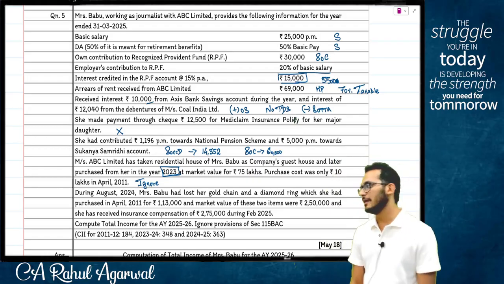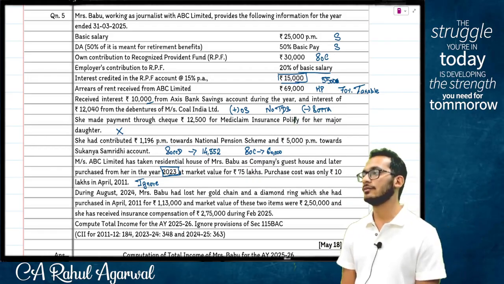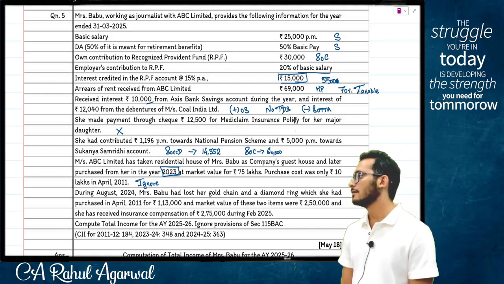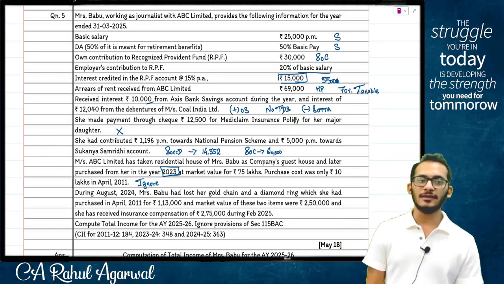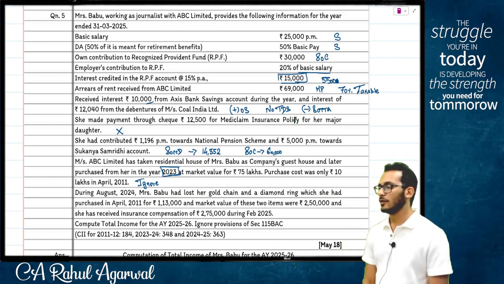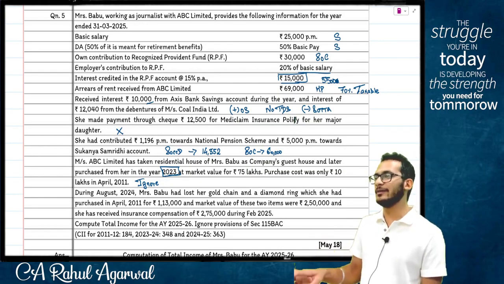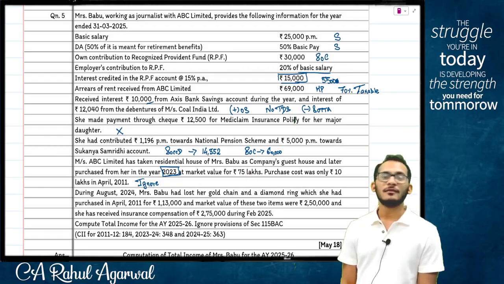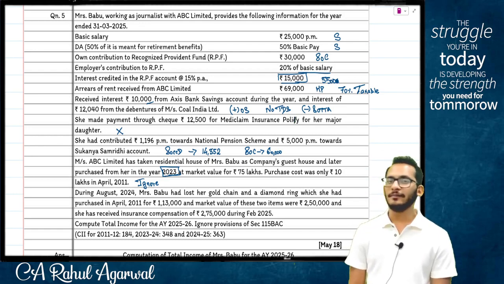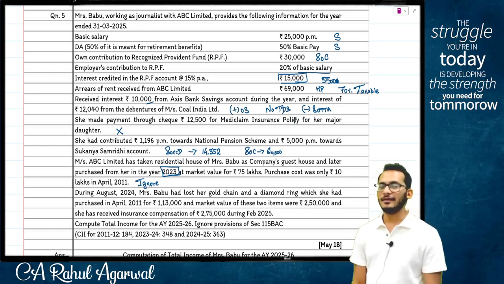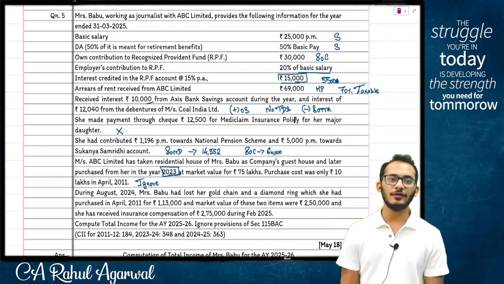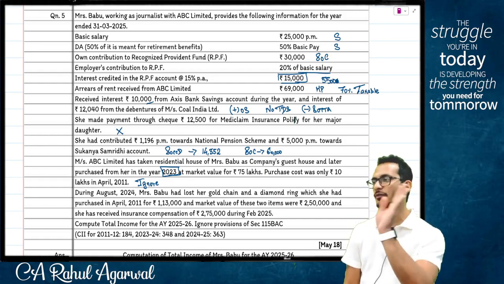The only thing to be kept in mind is, do you get indexation? You don't get indexation because it is after 23rd July. Now comes the question: because it is after 23rd July, should you do 20% with indexation or 12.5% without indexation? Nope. That is only for immovable property. It is not for any other assets. We wrote there very clearly that it is only for immovable properties.